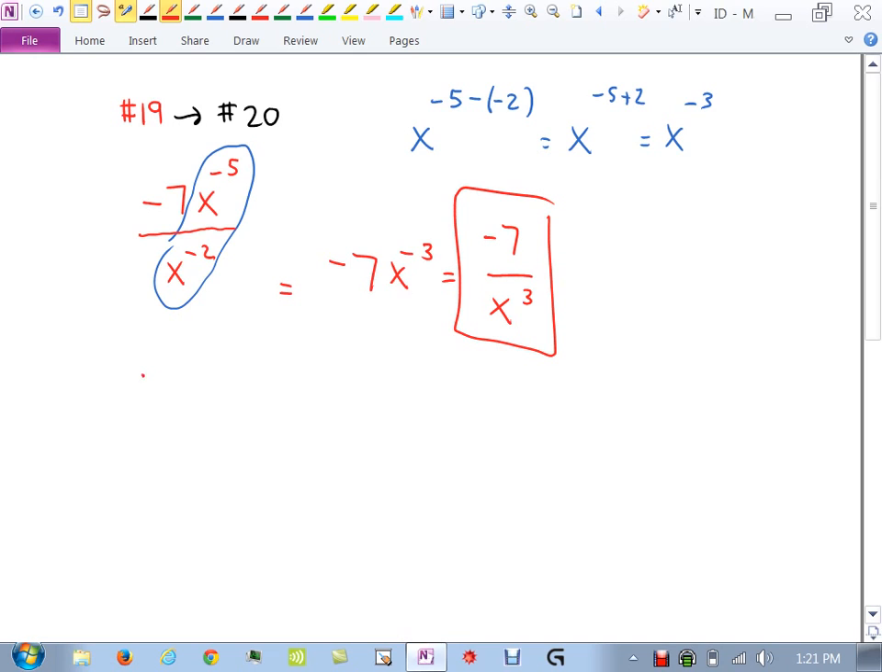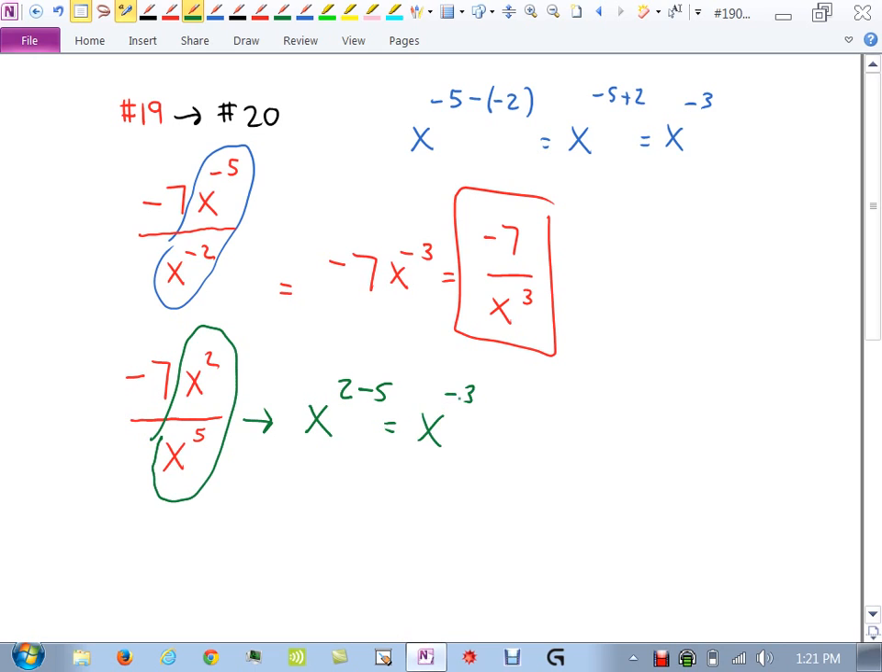Now, just so you can see it, had you decided to bring the x squared up, the x to the 5th down, right? So let's say you had done that first, brought the x to the 5th down, x squared up. Then your next step would have become x to the 2 minus 5, which is x to the negative 3, which is the same thing that we got the other way. So either way, you should get the same result.